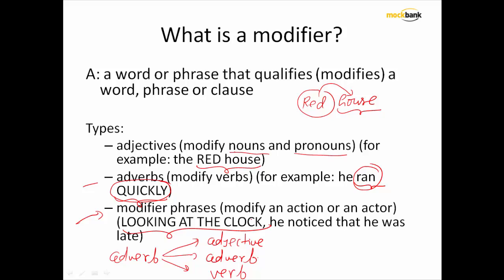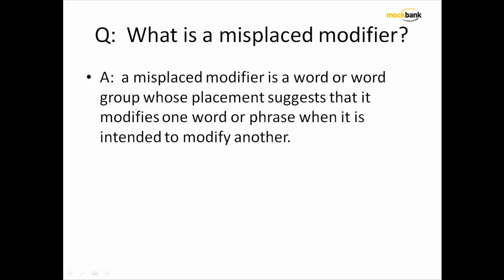So there is no complex definition of a modifier. It is as simple as that. Something that is going to qualify something else is going to be a modifier, because it is talking more about some certain things. So let us try to understand the first type of modifier, that is misplaced modifier.